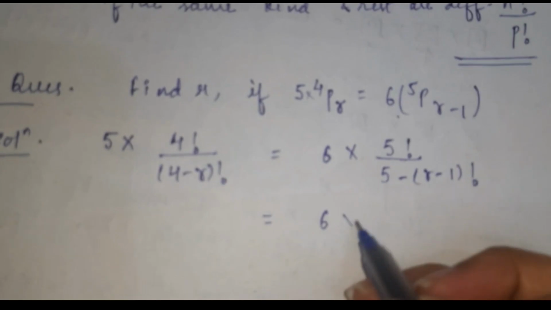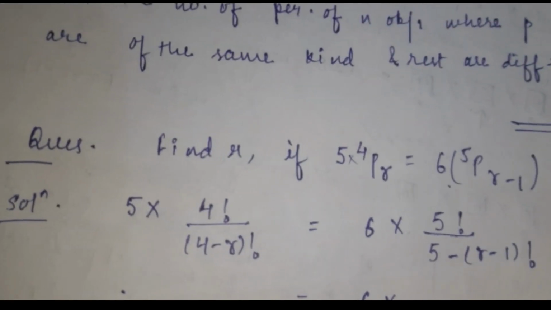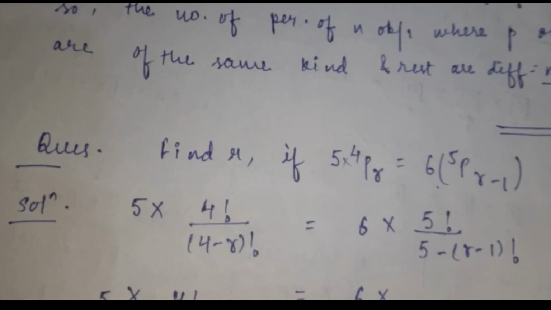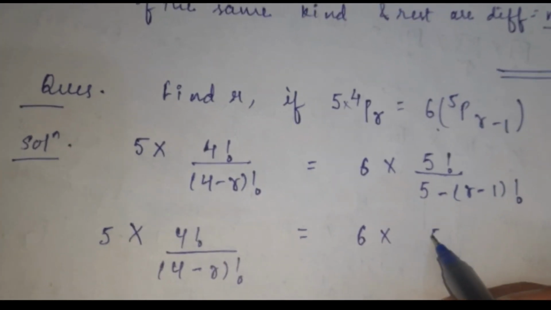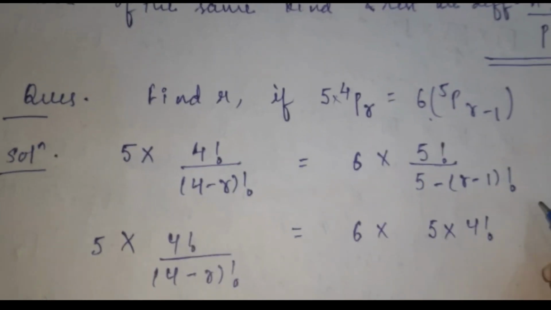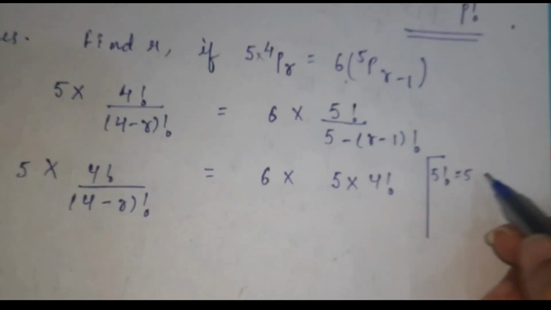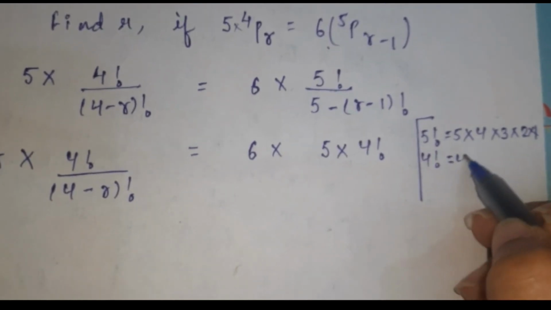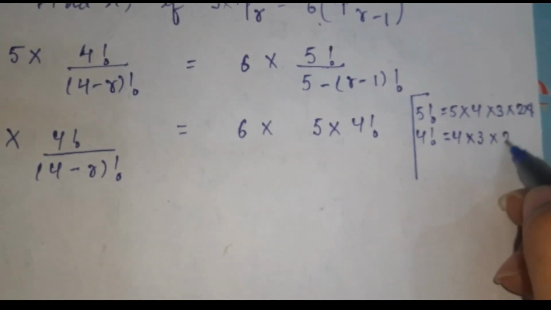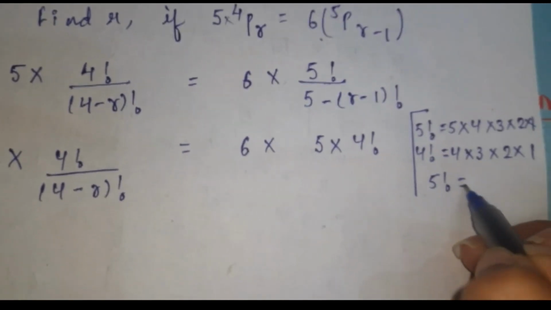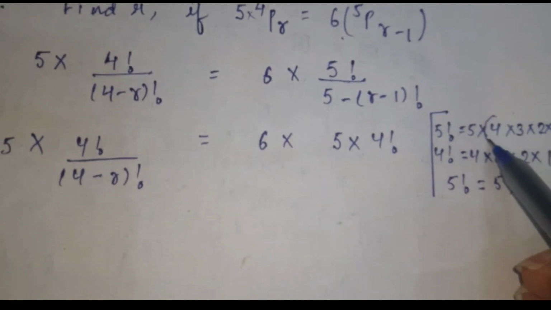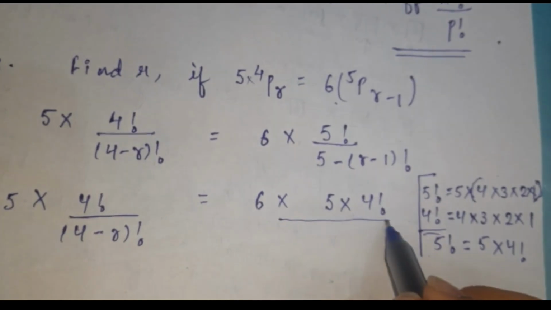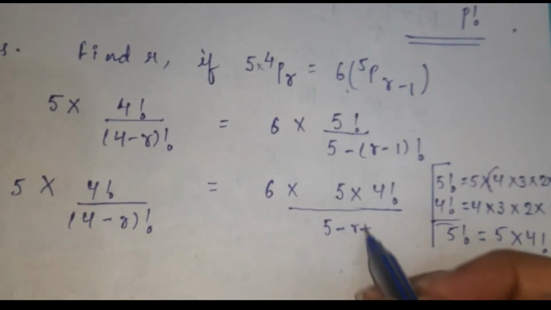This can further be calculated as 5 times 4 factorial divided by (4 minus r) factorial equals 6 times 5 factorial, which can be written as 5 into 4 factorial. How? See, 5 factorial is the product of the first 5 natural numbers, 5 into 4 into 3 into 2 into 1, and 4 factorial is the product of the first 4 natural numbers, that is 4 into 3 into 2 into 1. So our 5 factorial can be written as 5 multiplied by this 4 into 3 into 2 into 1, which is our 4 factorial. Now divided by (5 minus r plus 1) factorial.